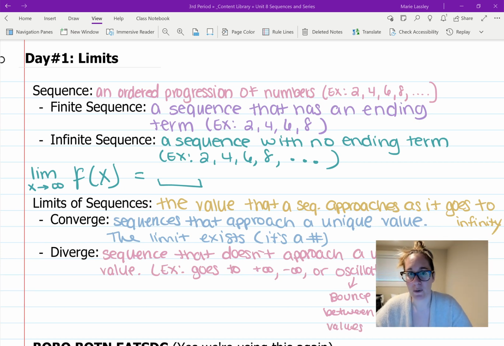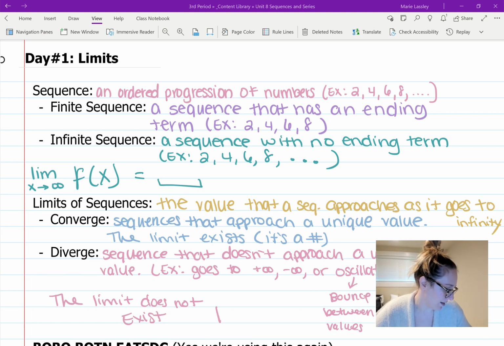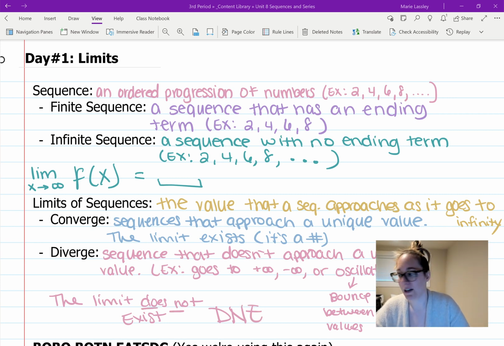For these we would say the limit does not exist. So for converge, the limit exists. Diverge, the limit does not exist. A shorthand way of writing this is DNE, does not exist. If you see that, it's a common term used in calculus. You will see DNE quite often. It stands for does not exist. That's a little bit of math shorthand.